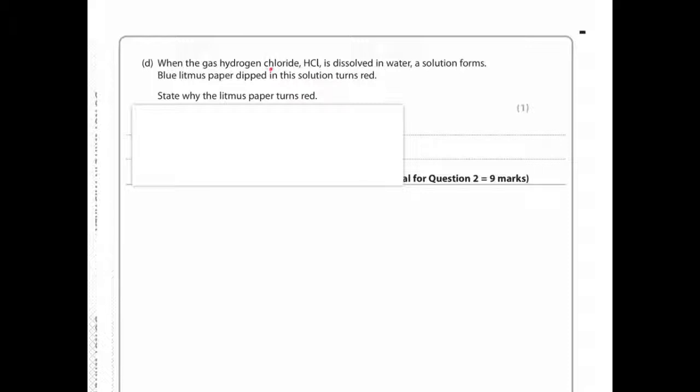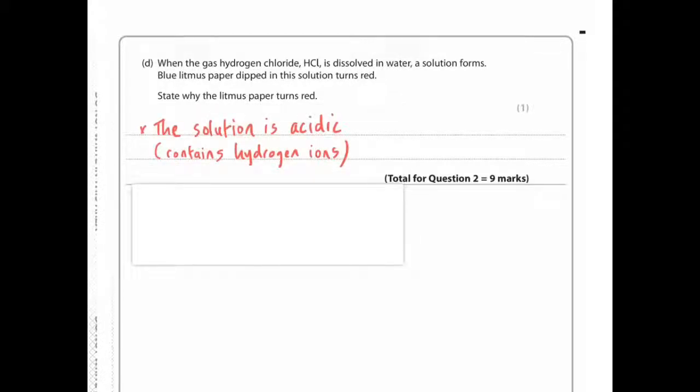When the gas hydrogen chloride, HCl, is dissolved in water, a solution forms. Blue litmus paper dipped in this solution turns red. Well, blue litmus turns red when it detects an acid, so the solution is acidic. It contains hydrogen ions. When you dissolve hydrogen chloride into water, it splits up into hydrogen ions and chloride ions. And the number of hydrogen ions dissolved in water will determine how acidic that solution is. So, just a bit of extra information for you.